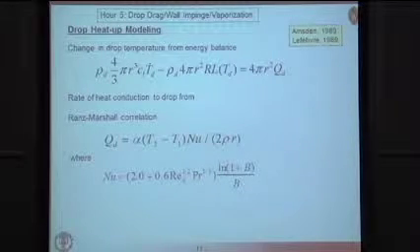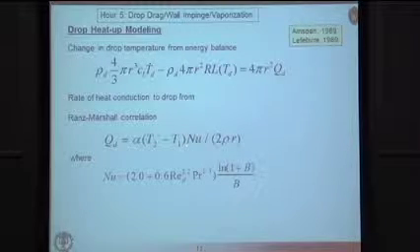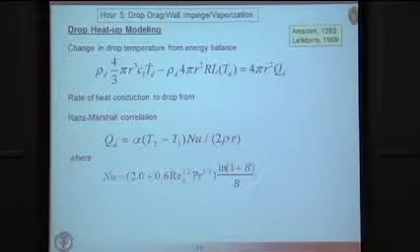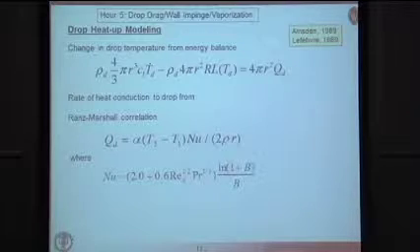Just like we had for mass transfer, now we have a correlation for heat transfer, and the temperature difference between the gas and the drop. So these, again, are simple models that are sort of the base models that are used in codes like Kiva.